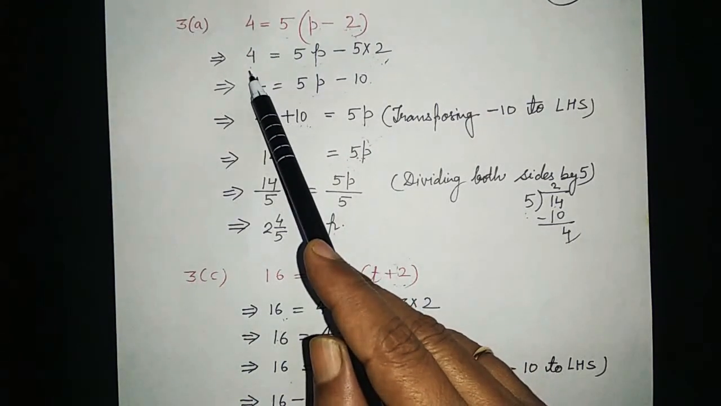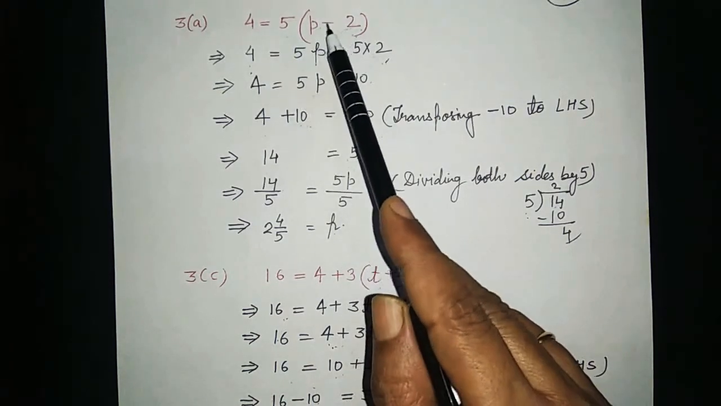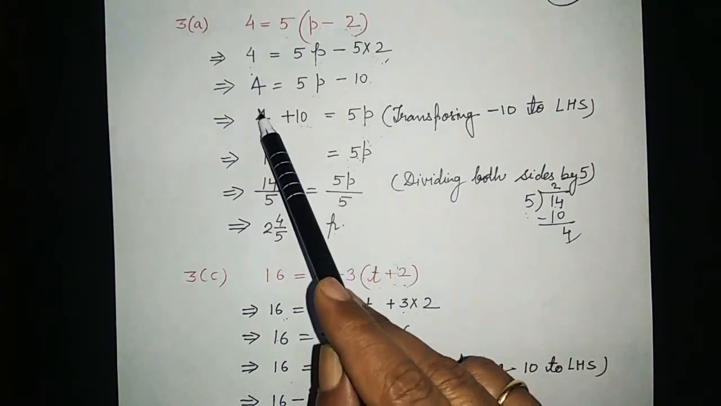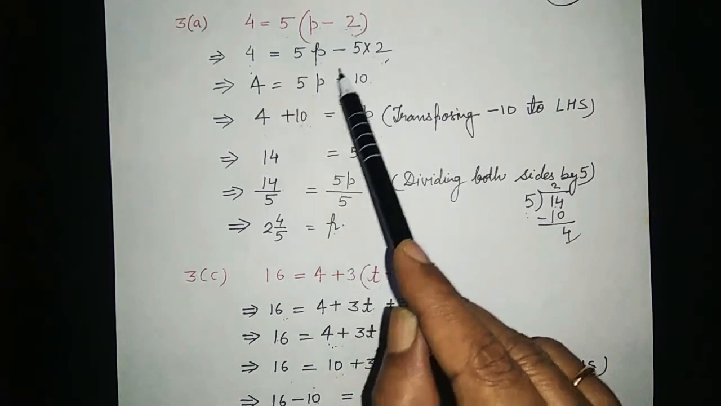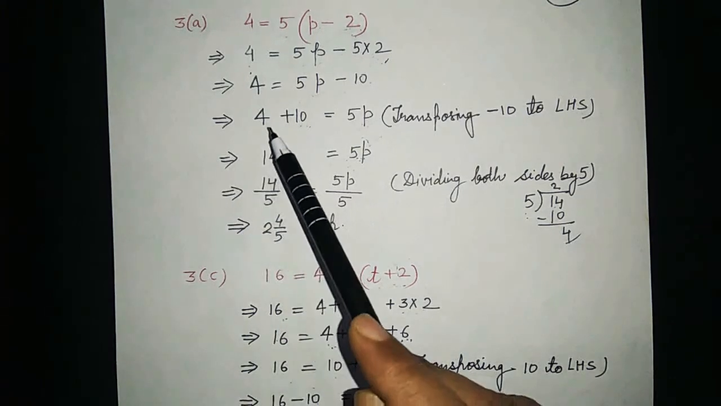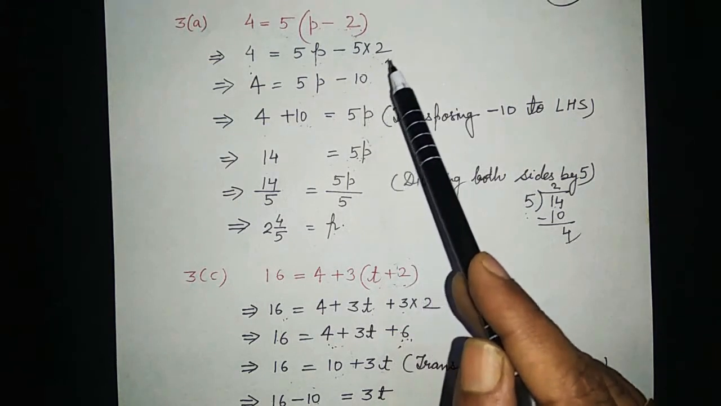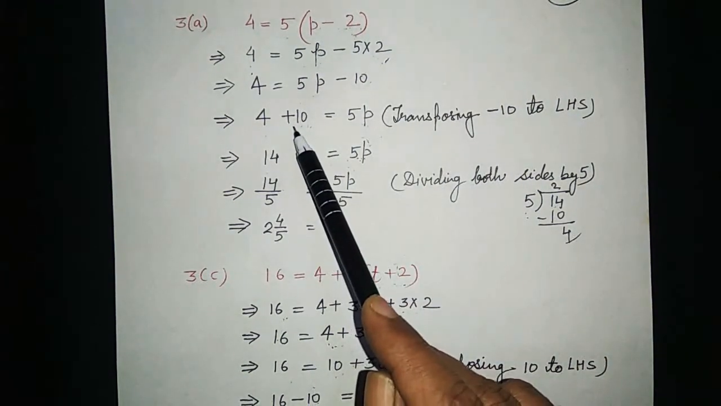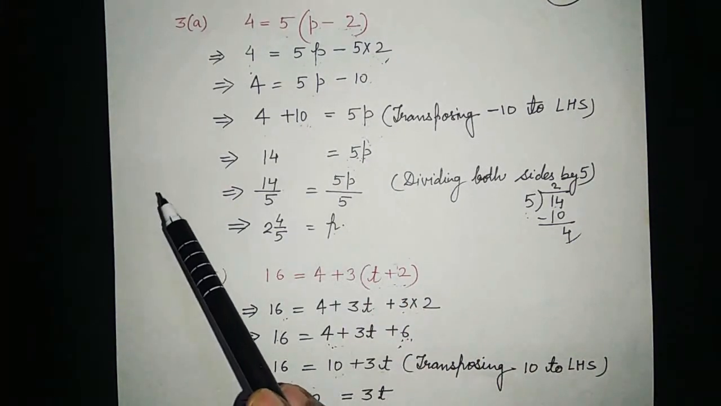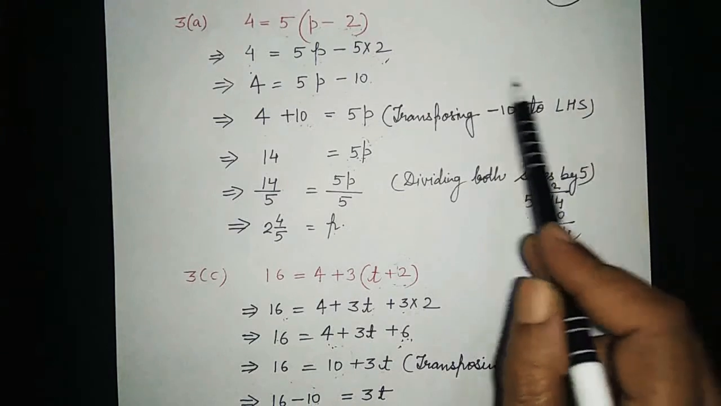Here you will write 4 on the left hand side, and on the right hand side 5 into p minus 2. Here you will write 5p minus 5 into 2, and in the next step 4 is equals to 5p minus, here 5 twos are 10, we will write. Now in the next step what do we have to do? This minus 10 we have to transpose from the right hand side to the left hand side. Then minus 10 will be plus 10 on the left hand side, and this thing we will mention in the bracket: transposing minus 10 to left hand side.